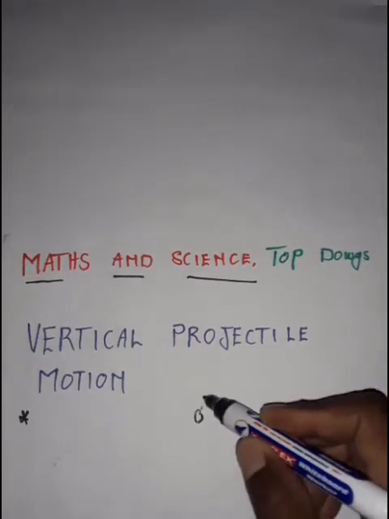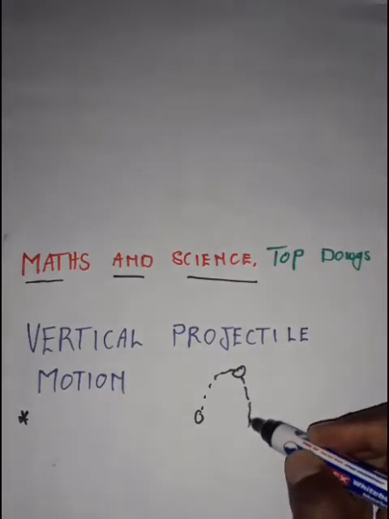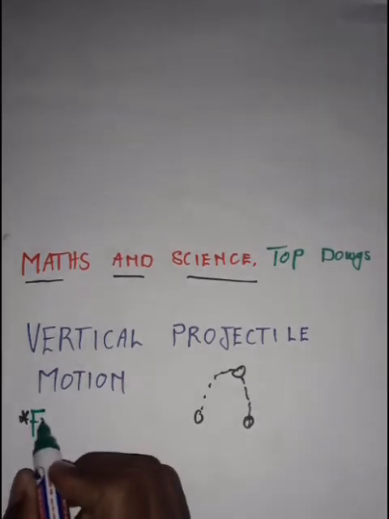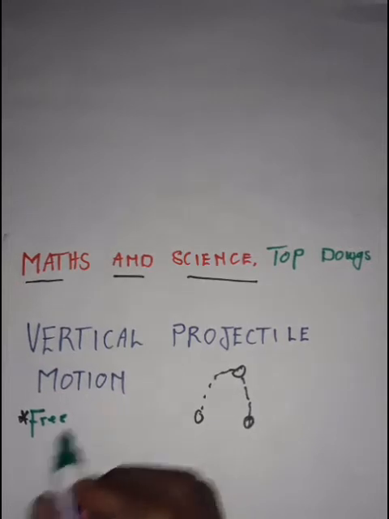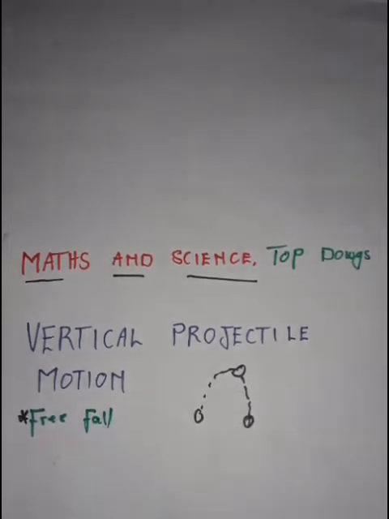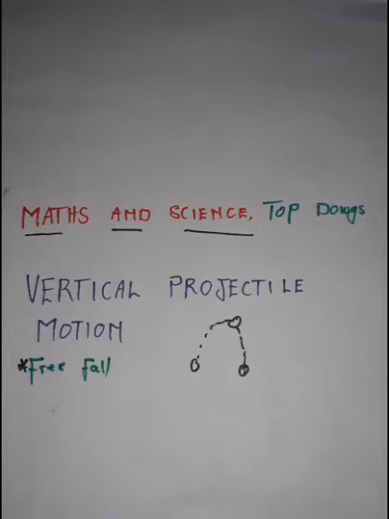If this ball is thrown upwards and then at a certain point is going to turn and come back to the same height, this is projectile motion. This object is projected. So there are a few concepts that you must understand in projectile motion, because we're going to do past papers also. We are going to come across this term free fall now and then. So here we're going to define and explain what a free fall is.